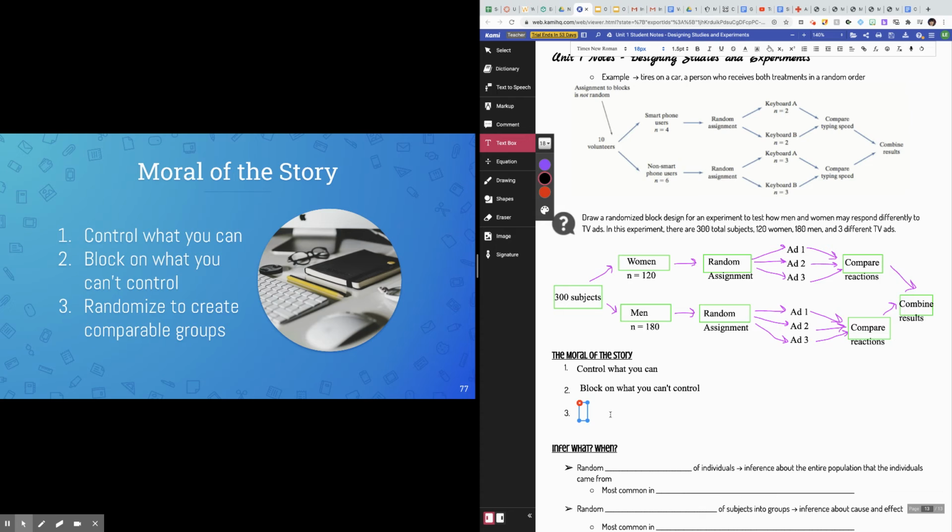Okay, and then last thing is to randomize, create comparable groups. Okay, so that's the treatment groups, this stuff with like ad 1, ad 2, and ad 3, right? And the random assignment. All right.